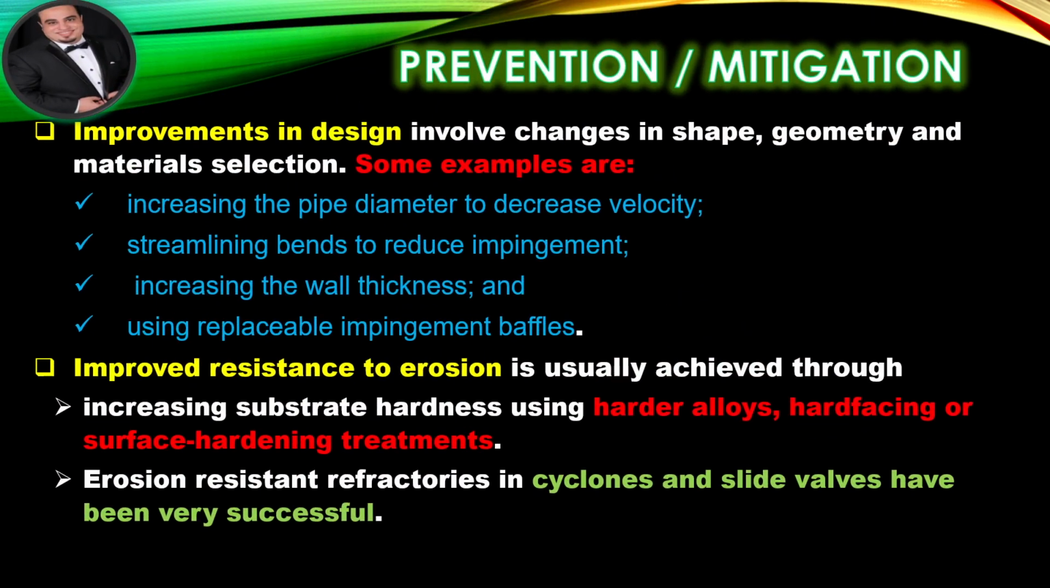Prevention and mitigation. Improvements in design involve changes in shape, geometry, and material selection. Some examples are increasing the pipe diameter to decrease velocity, streamlining bends to reduce impingement, increasing the wall thickness, and using replaceable impingement baffles.